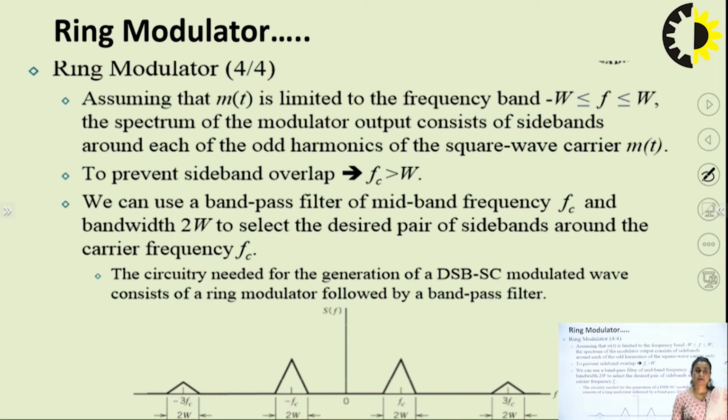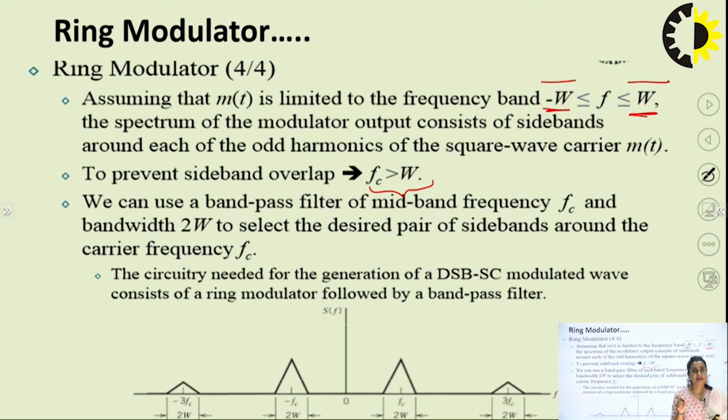Assuming that m(t) is limited to a frequency band from minus W to W, where W is the highest frequency content of the message, the spectrum varies over this band. The spectrum of the modulator output consists of sidebands around each of the odd harmonics of the square wave carrier, right? To prevent sideband overlap, this is a required condition. It is a required condition for any kind of AM that your carrier frequency must be much higher than my message frequency.